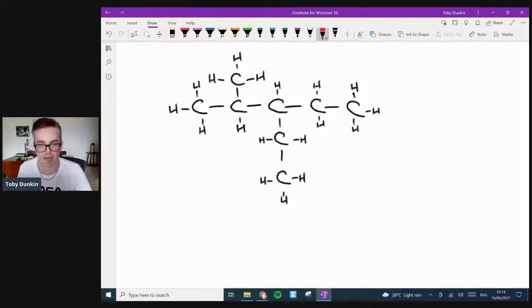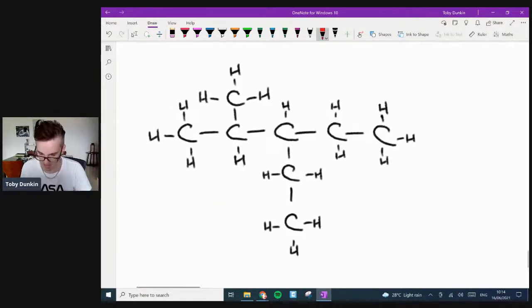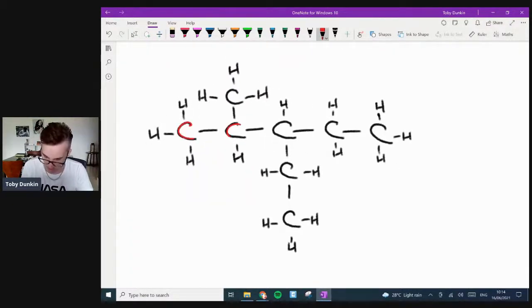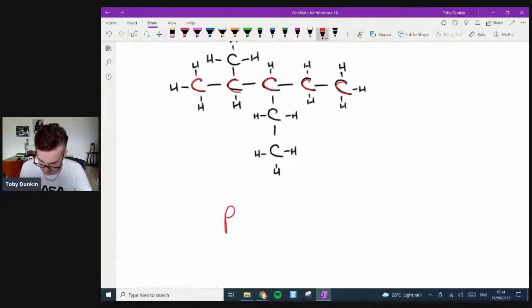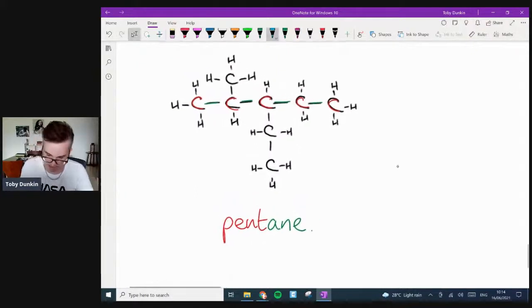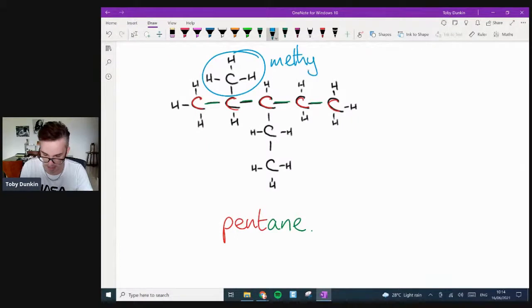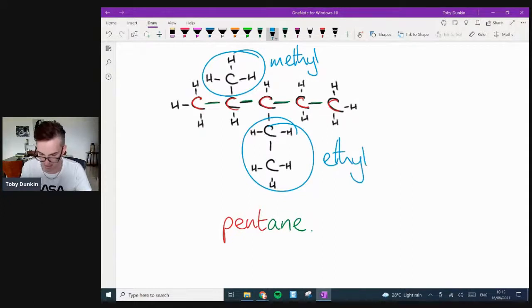I don't know what a trimethyl is. Where are the 3 methyls? There's only 1 methyl. So we've got 1 carbon, 2 carbons, 3 carbons, 4 carbons, 5 carbons. This is a pent. Is it an ane or an ene? It is an ane. Pentane. My branches: I have a methyl because there's 1 carbon in it. Meth, 1 carbon, yl meaning branch. Next, I have an eth, 2 carbons, and it's a branch, so it's an ethyl.